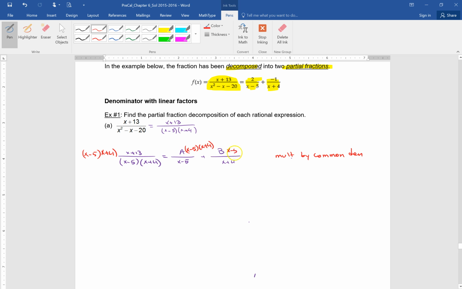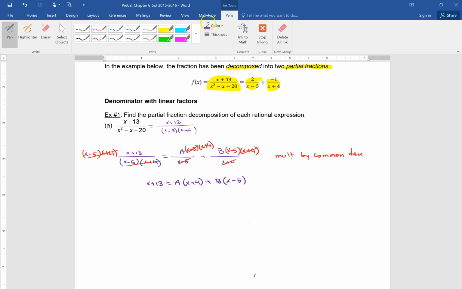Okay, in the first one on the left, both of them cancel, right? Everything cancels. Here, the x minus 5 cancels with the x minus 5. Here, the x plus 4 cancels with the x plus 4. So let's just see what we have left. I have an x plus 13 here equals A times x plus 4 plus B times x minus 5.